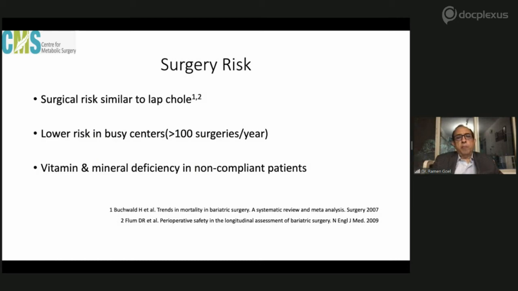There is a lot of apprehension among people about the risk of surgery, but over a period of time, as I show in the studies here, it has been established that the bariatric surgical risk has reduced substantially, and it's at par with the surgery of a gallbladder. And it is also established that there is a lower risk in busy centers, those doing at least 100 bariatric surgeries a year. And the deficiencies are not common. They are actually very uncommon. They only happen if somebody doesn't follow the advice and doesn't take vitamin supplements after bariatric surgery. Otherwise, they remain healthy.